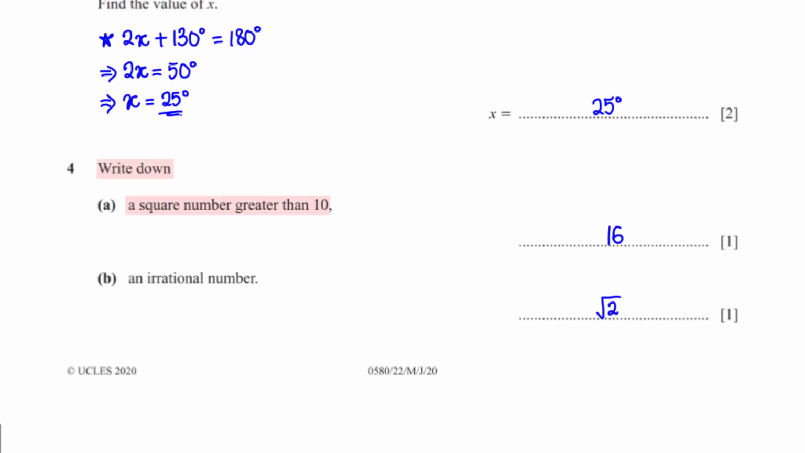Write down a square number greater than 10. One of these square numbers is 16. Write down an irrational number. An irrational number is a number that cannot be expressed as a fraction. Square root of 2 is an example of an irrational number.